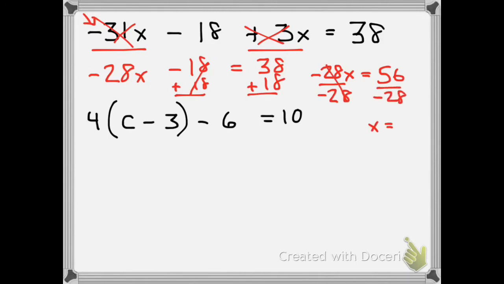Since the signs are different, if we remember the party hat rule that we talked about with multiplying and dividing integers, it's going to be a negative result. 28 goes into 56 two times, so negative 2 was our answer.